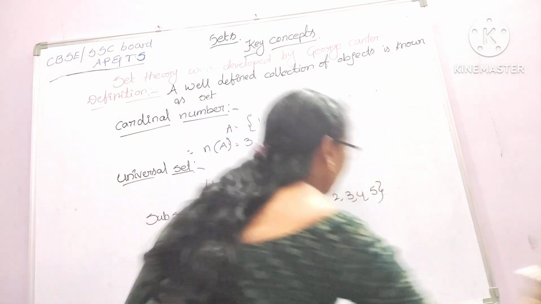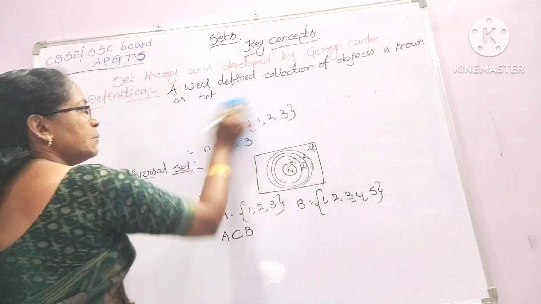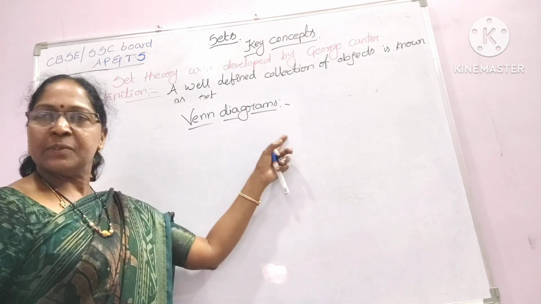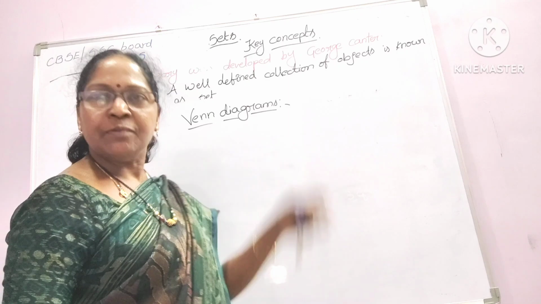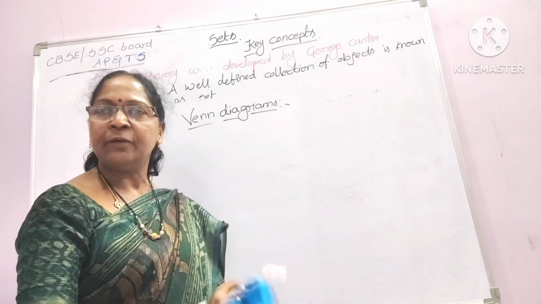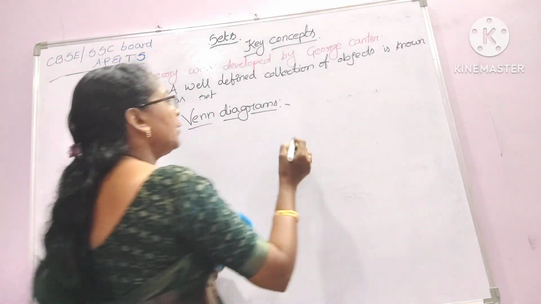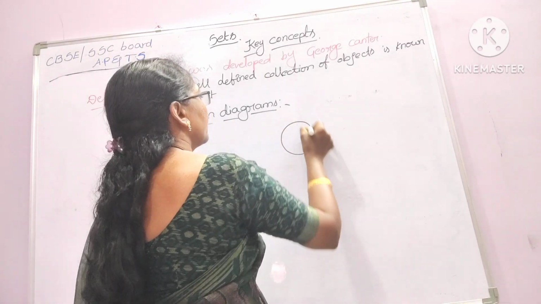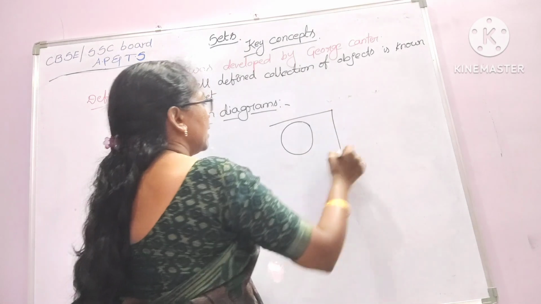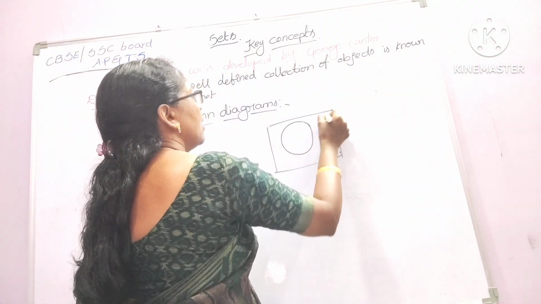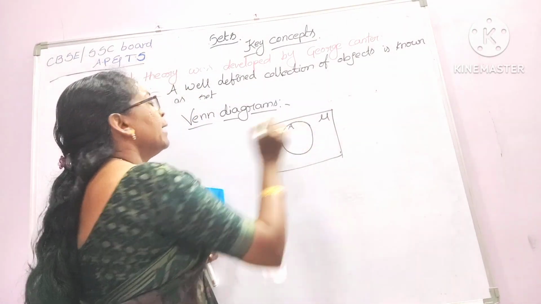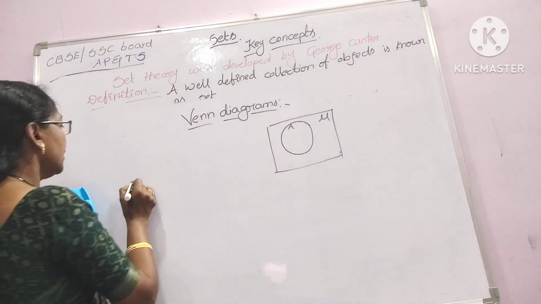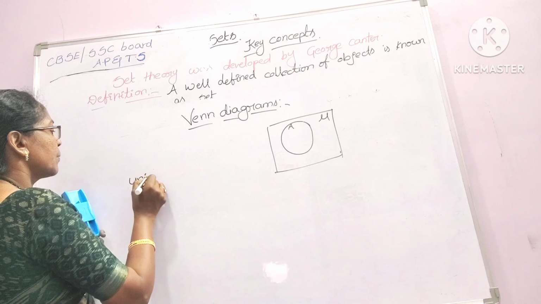And one more important topic, next one is Venn diagrams. The Venn diagrams are used for the representation of a relation between two sets. So how can you represent a Venn diagram? Just like this you can represent. This is always the mu set. This is A. Like this you can represent. Here, for example, union of sets and intersection of sets.